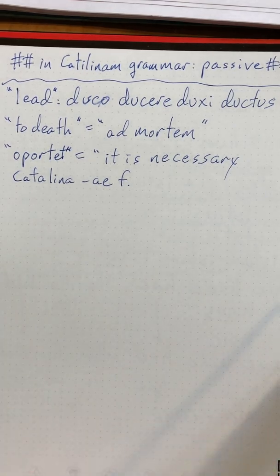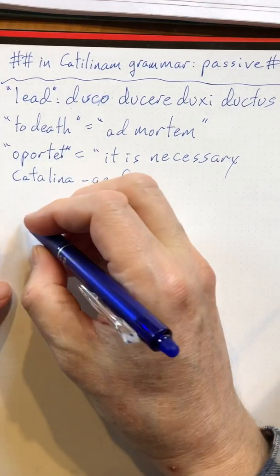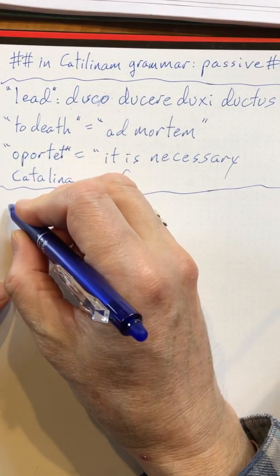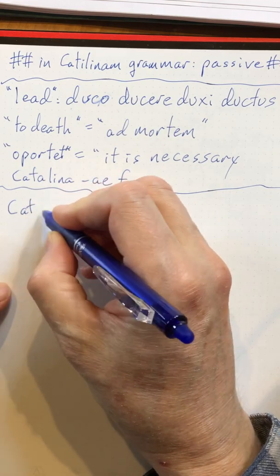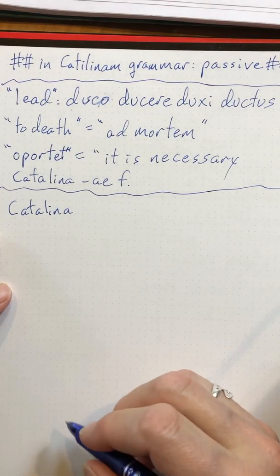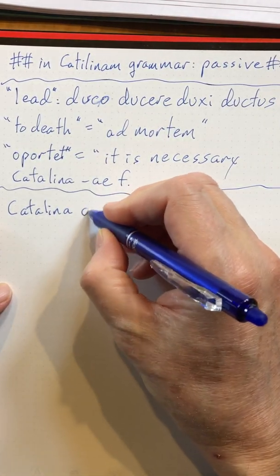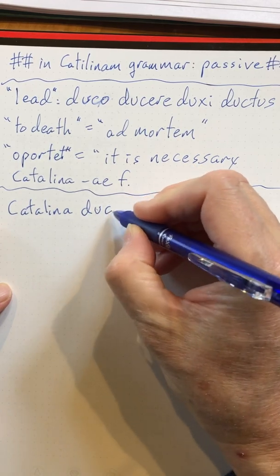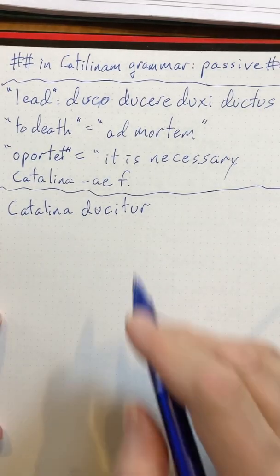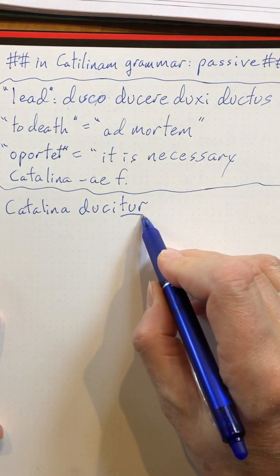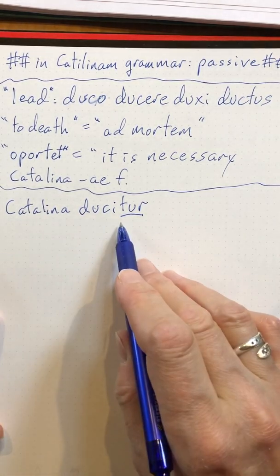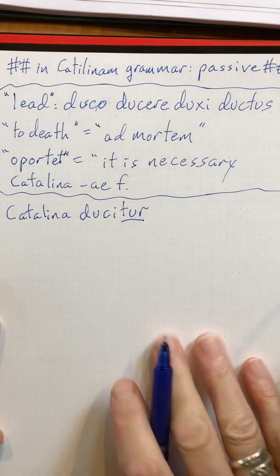So let's go into this real slow. Let's say we just want to say, Catiline is being led. We'll put Catiline in the nominative because he is the subject of that sentence, technically speaking. It's going to be third person singular, so it's ducitur. He is being led. There's that ending, third person singular passive ending. Present stem. Catiline is being led. He is the subject.